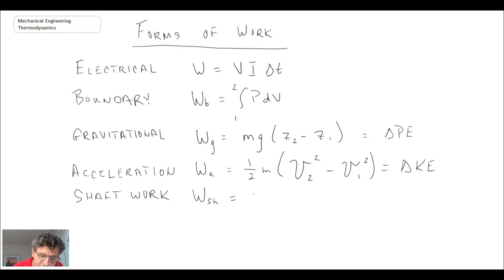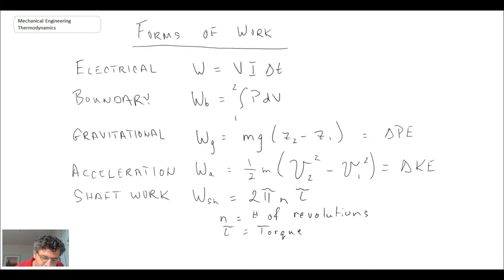And the way to quantify that work is basically the number of revolutions multiplied by the torque being exerted on the shaft. So here, N is equal to the number of revolutions, and tau is equal to the torque. And so with that, you're doing work on the system and you're quantifying that with shaft work.